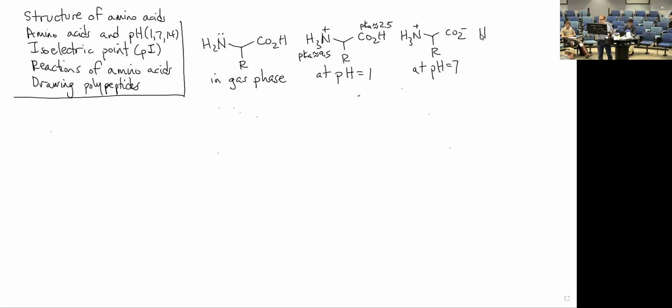And finally, at pH equals 14, I screwed that up already. At pH 14, we're above both pKa's. So the ammonium group is going to be deprotonated and we'll have the amine free base. And of course, we'll still have the deprotonated carboxylic acid. That's how a typical amino acid will look at pH equals 14.